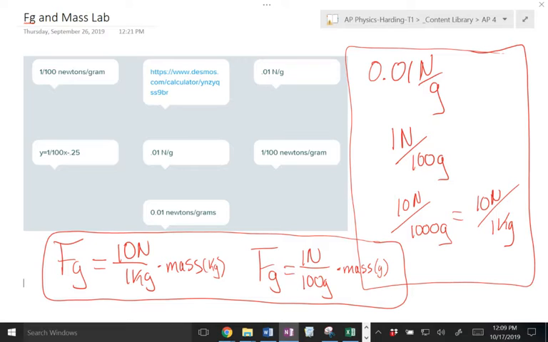Whoa. The background's kind of pink, but it's still all right. There we go.